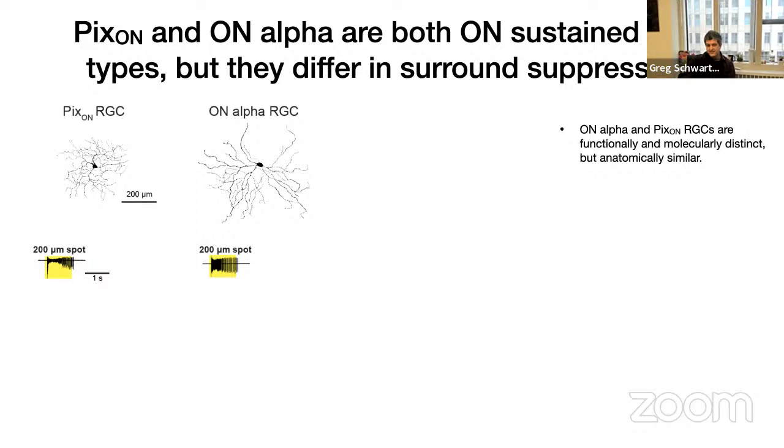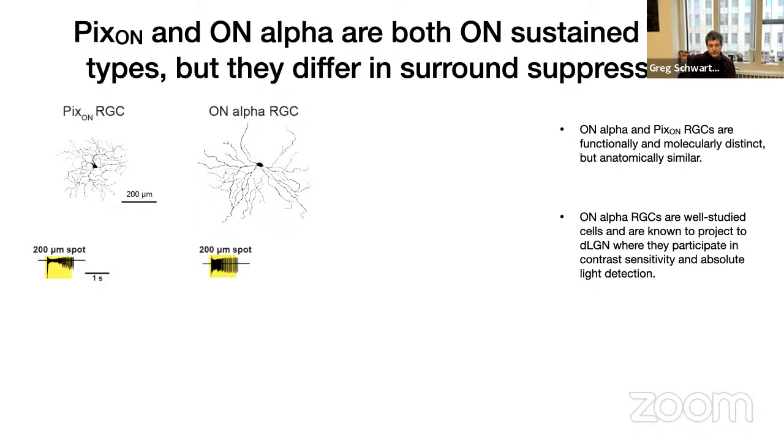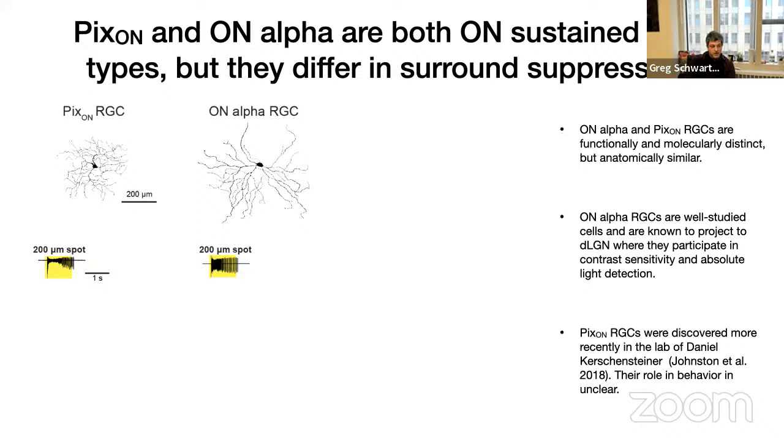ON alphas are, of course, very well-studied cells. They're known to project to dLGN, where they participate in contrast sensitivity. They also have melanopsin, so they participate in absolute light detection. Pixon RGCs are not as well known, or were discovered more recently, in 2018 by Daniel Kerschensteiner's lab. Their role in behavior remains unclear, although they are overrepresented in the ipsilateral projecting part, where they may have something to do with prey capture, from another one of Daniel's more recent papers.